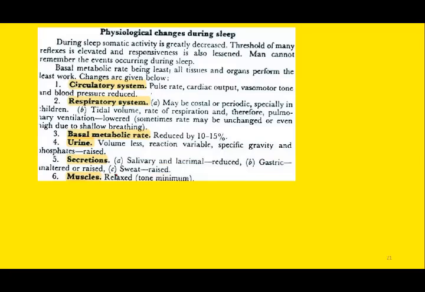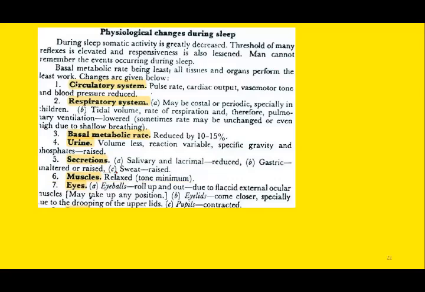Then comes the muscle tone. So during sleep, the muscles become relaxed, or hypotonic. So the tone is decreased during sleep. Although the muscle tone is decreased in most of the skeletal muscles, if you consider the muscles of the eyeball, or the extraocular muscles, they become active. So there is movement of the eyeballs, and the eyeballs start to roll up, especially during REM sleep, rapid eye movement sleep.